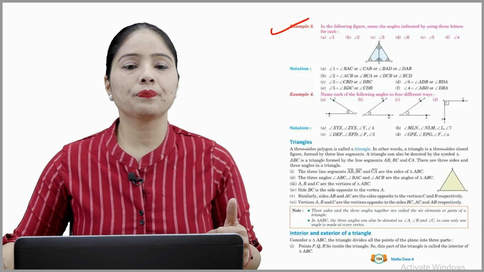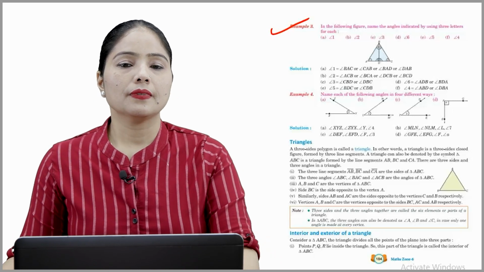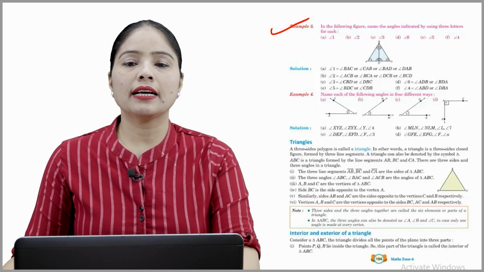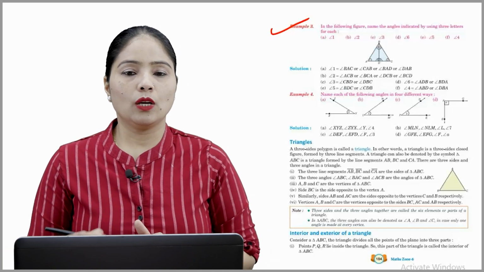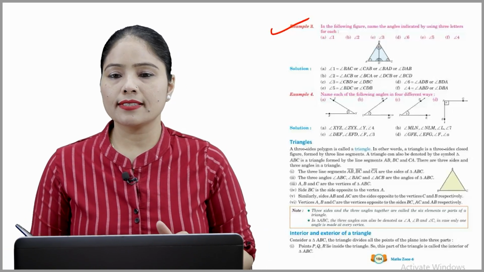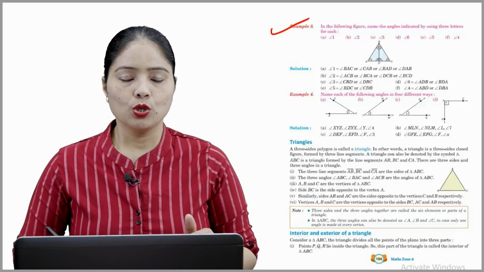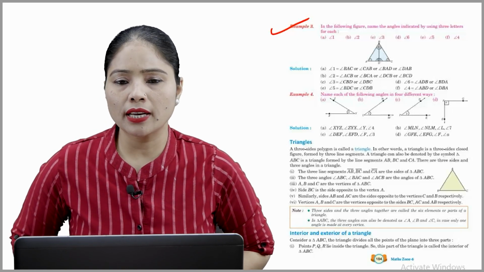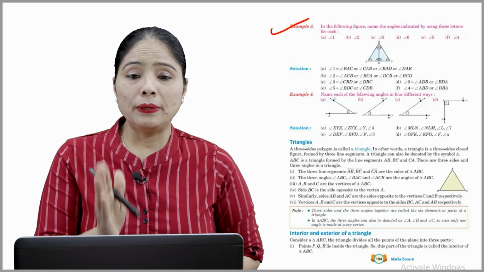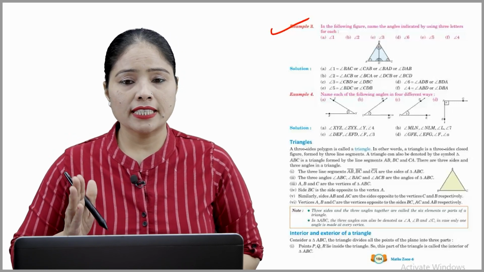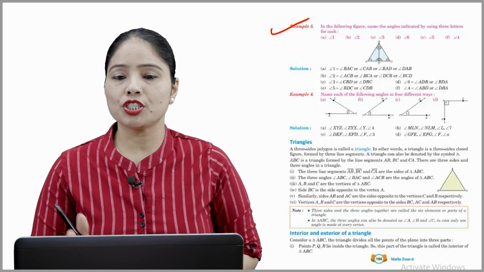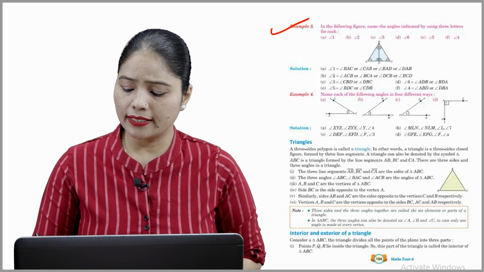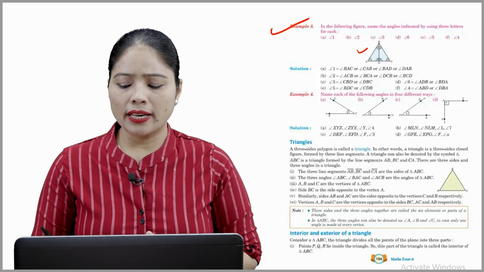Example number 3. In the following figure, name the angles indicated by using 3 letters for each. Angle 1, 2, 3, 6, 5 and 4. Solutions. Angle 1 हमारा कहाँ पर बन रहा है? BAC or we can say that CAB or BAD or DAB. Okay, like this. Angle 2 हमारा कहाँ बन रहा है?